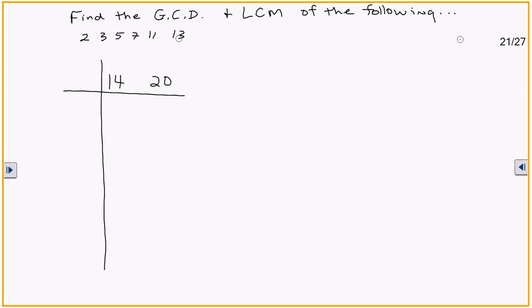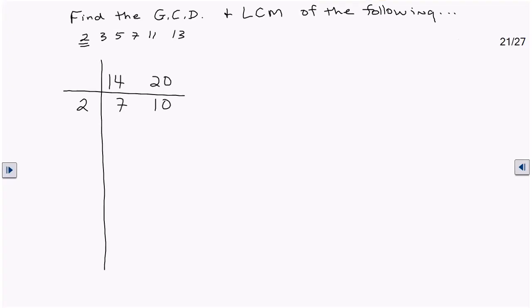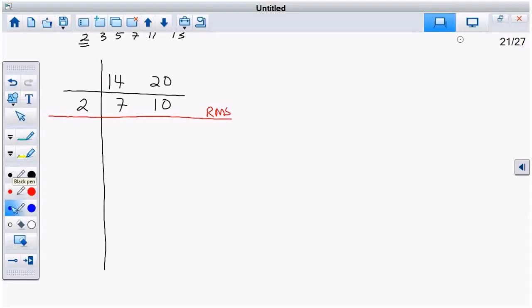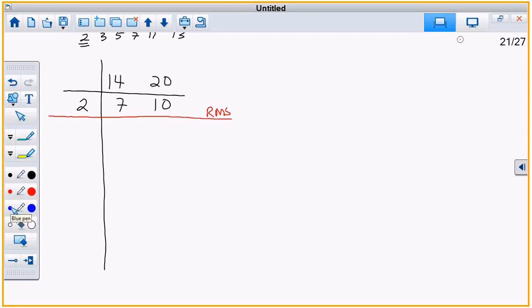So they both are even. So I'm going to start with 2. And 2 will go into 14 7 times. 2 will go into 20 10 times. And I'm going to put a red line under this. Why? Because the real math stops. Why does the real math stop? The real math stops because there is no other number that will go into 7 and 10. Well, Hubert, 7 will go into 7, yes, but 7 won't go into 10. 10 will go into 10, but 10 won't go into 7.